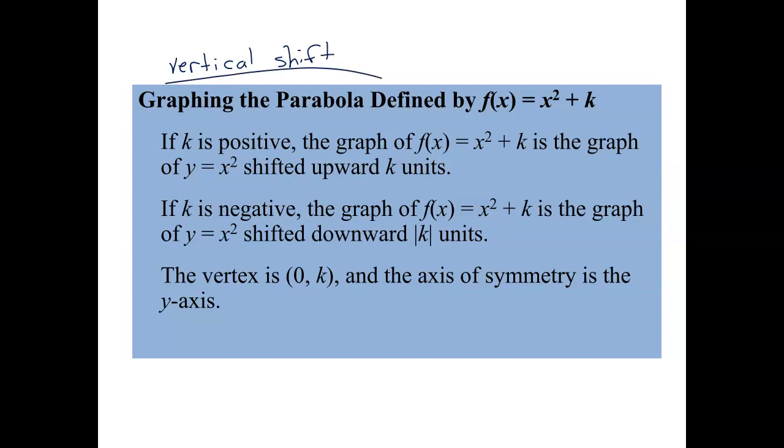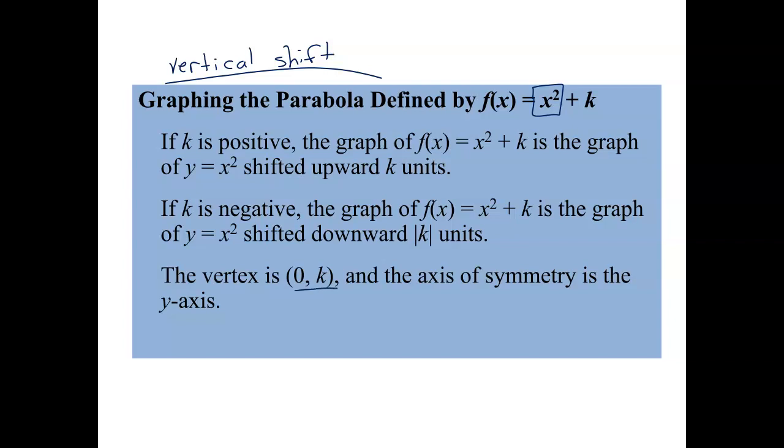A vertical shift. When we have something being added or subtracted to my quadratic after the x is squared, we have a vertical shift. It's going to take all those points on my quadratic and either move them up or move them down. If I'm adding, I'm moving all the points up. If I'm subtracting, I move all the points down. So you'll see all the y values change relative to your parent function.